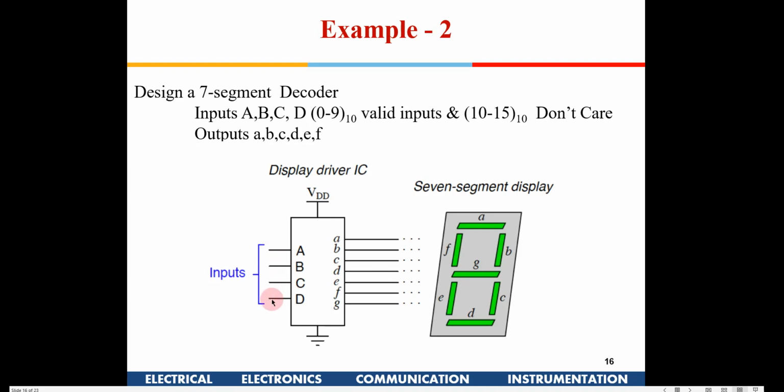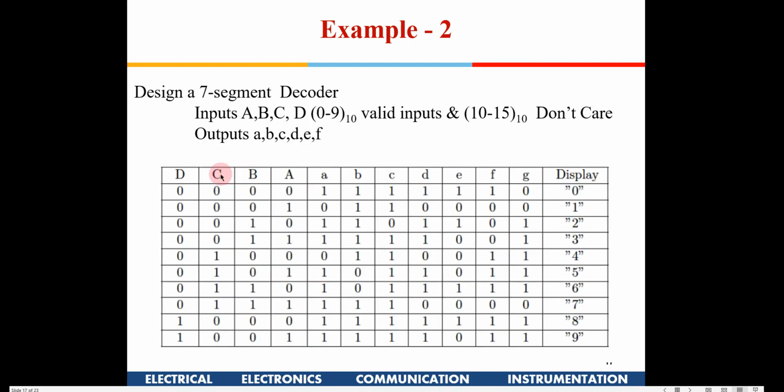Okay, so the input will be from all the 16 different input combinations is not required here. The input combination will be restricted from 0 to 9 value out here. Now how to design this particular, although these ICs are available in the market, let's see now how these ICs are designed. Now if you see here, A, B, C, D, these are the 4 inputs.